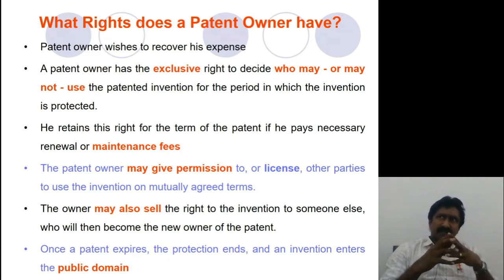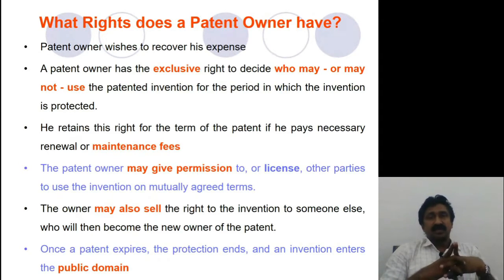A patent owner has the exclusive right to decide who may or may not use the patented invention for the period in which the invention is protected. Usually, as we know, it is a period of 20 years. So, the patent owner has the exclusive right to decide who may or may not use that technology or invention or that idea for the protection period of 20 years.